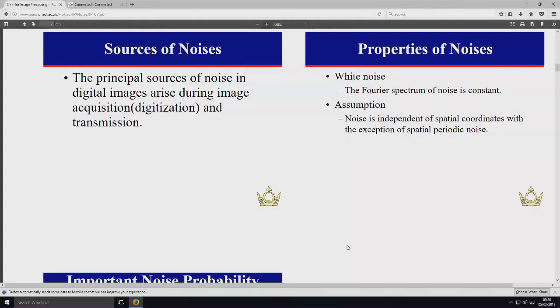In signal processing, especially audio signal processing, we also have a term called colored noise. It's not exactly related to color, but to the Fourier transform, the frequency-domain spectrum. Colored noise can be blue, which means very high frequency noise. Brown noise is low frequency, and green noise is in the middle. So these are just some terms we use.